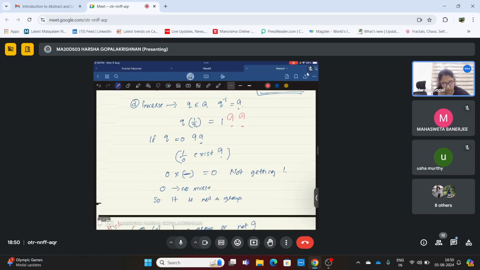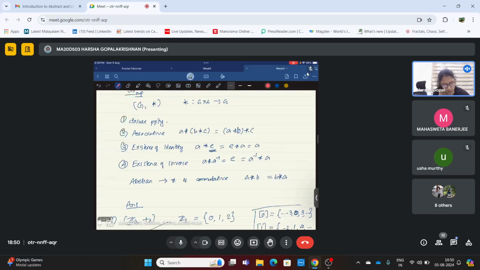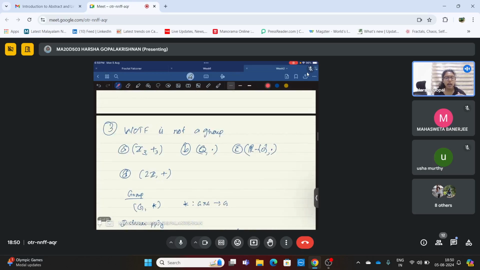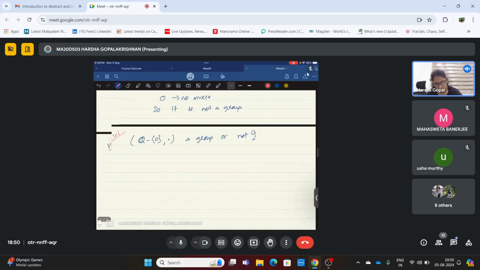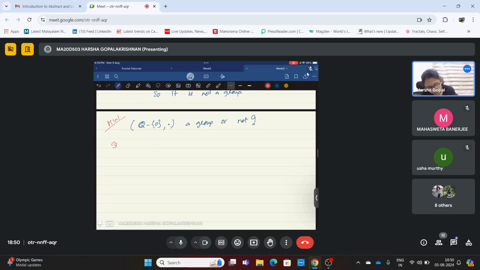Okay. Now again let's go to one extended. We are taking R minus 0. That means rational, irrational, everything together, real numbers. Under multiplication we got for 0 some problem. So we are removing the 0 from here. So we got R minus 0 with the multiplication. The third one is R minus 0 with the operation multiplication. Whether it is a group or not.